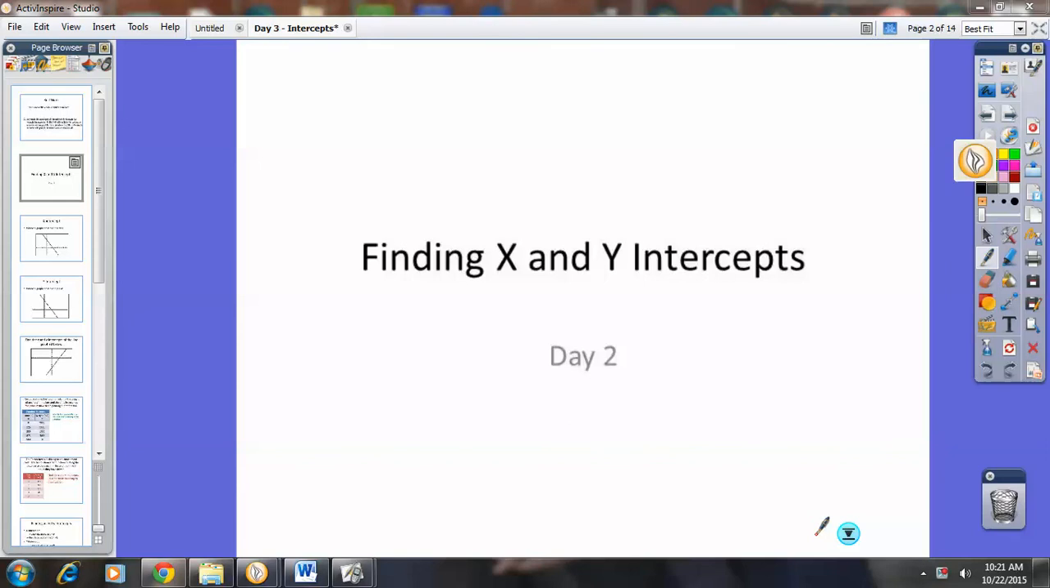Going to move on to finding x and y intercepts. I'm sure that you've heard of an x-intercept and a y-intercept before, so hopefully this is review. This is still section 3.1.